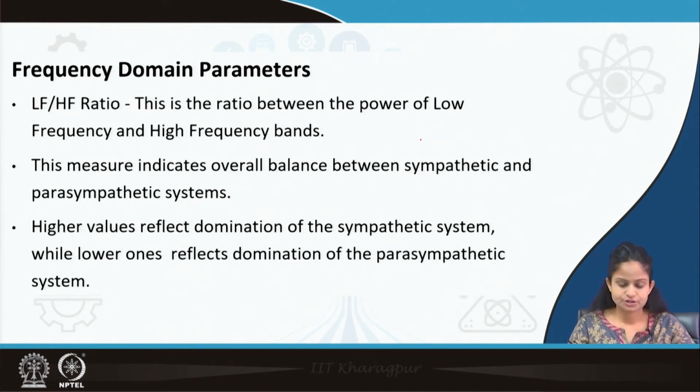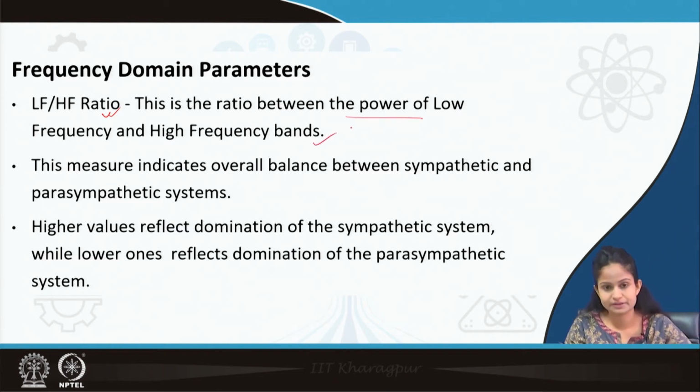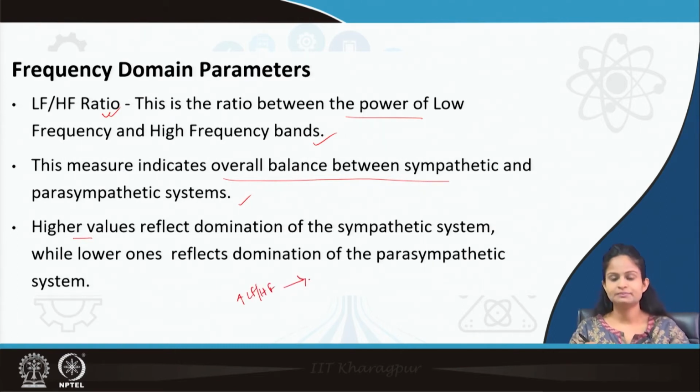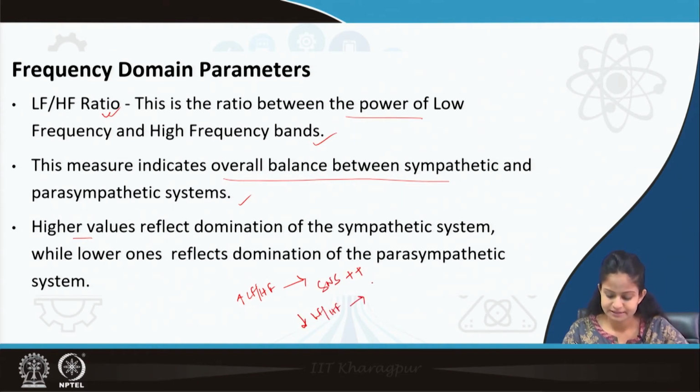Now, coming to the LF-HF ratio. This is very important because this ratio tells about the sympathovagal balance in our body, that means the balance between the sympathetic nervous system and the parasympathetic nervous system. It is a ratio between the power of the low frequency and the high frequency bands. Whenever the LF-HF ratio is higher, it usually means the sympathetic nervous system is dominant, and whenever the LF-HF ratio is lower, it means the parasympathetic nervous system is dominant.